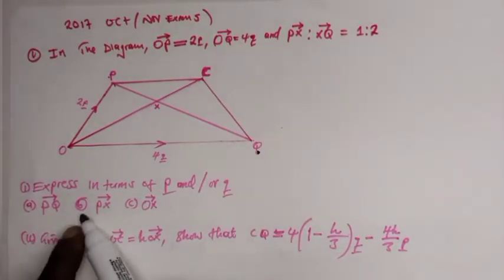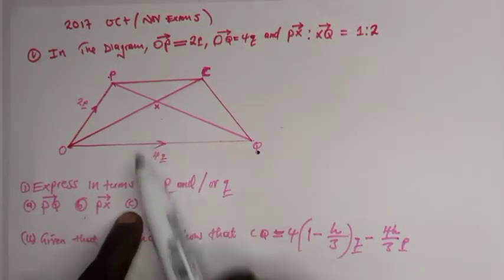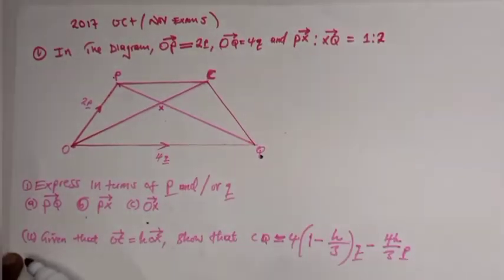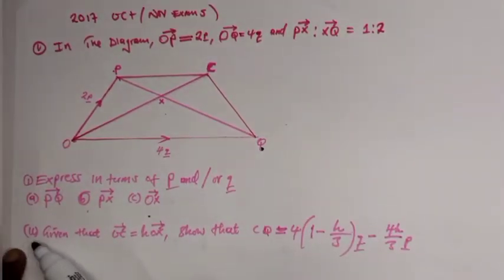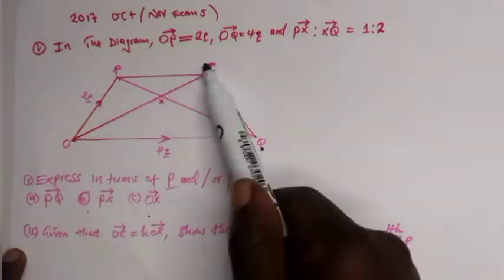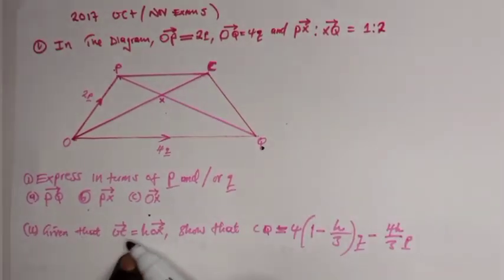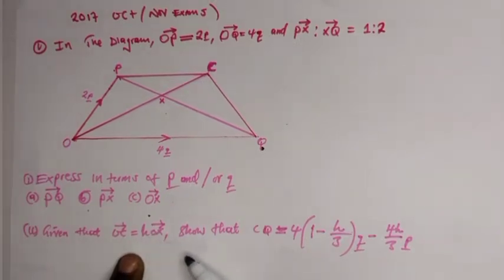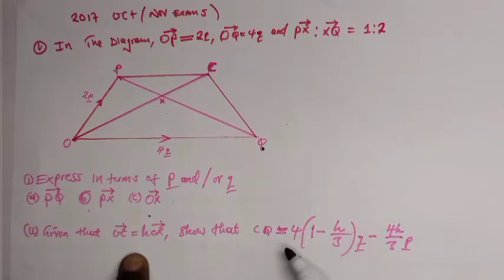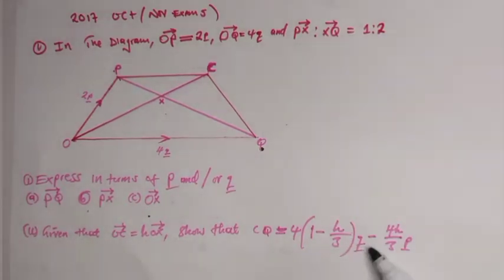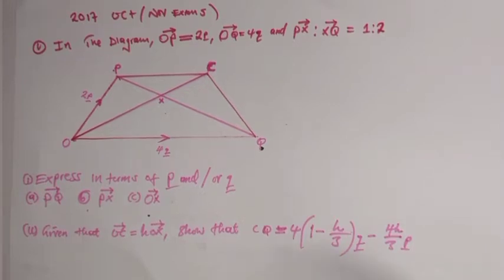For A is PQ and for B is PX, for X, and for Roman numeral 2, given that OC is equal to h times OX, vector OX, show that CQ is equal to 4(1 minus h over 3)q minus 4h over 3 p. So let's find the solution.